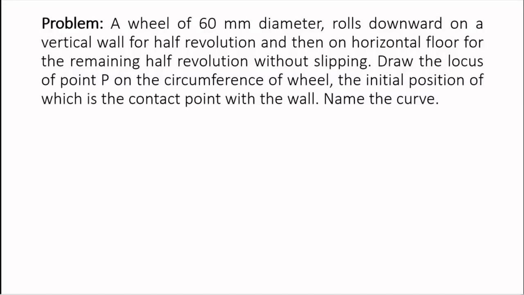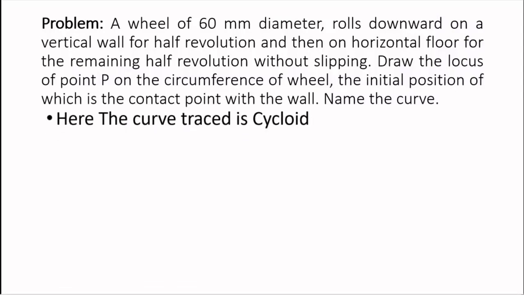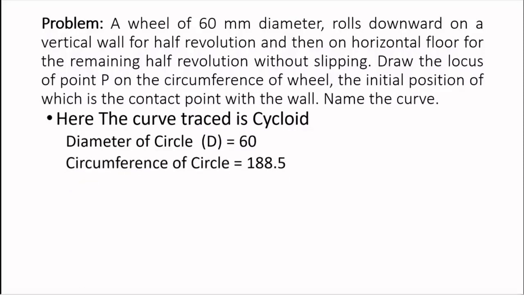So as per the description, we know that a curve traced by a point on a wheel that rolls on a horizontal surface without slipping is a cycloid. So here the curve traced is a cycloid and the diameter of the circle is 60 mm. The circumference of the circle can be found out and it is 188.5 mm.